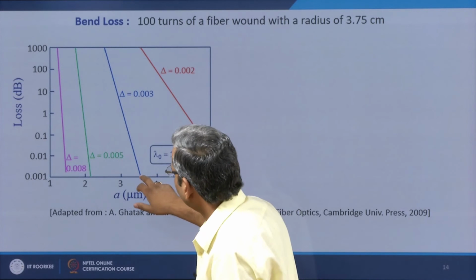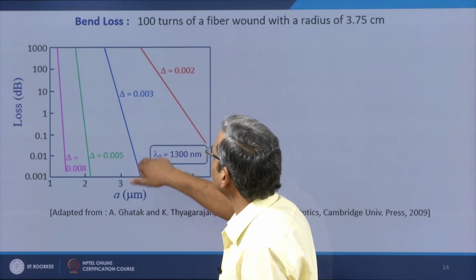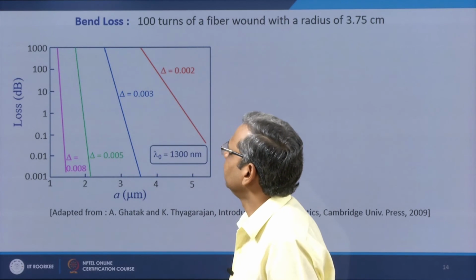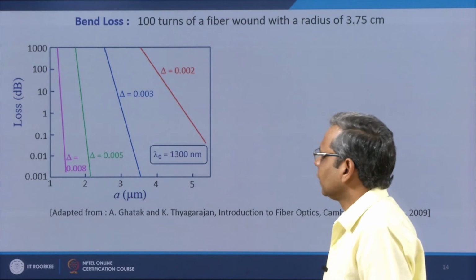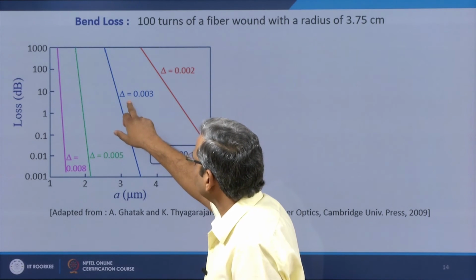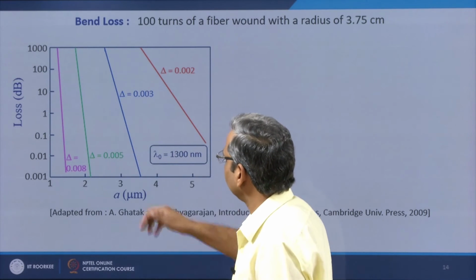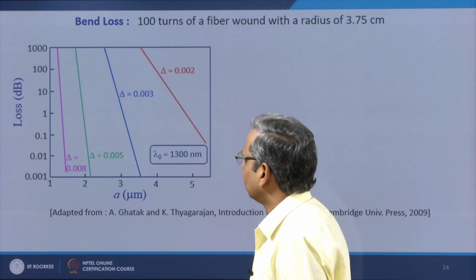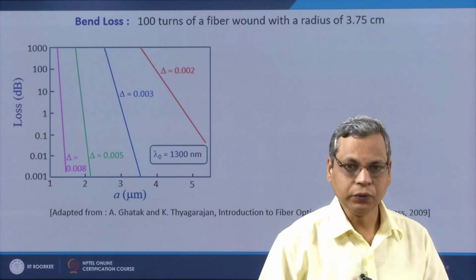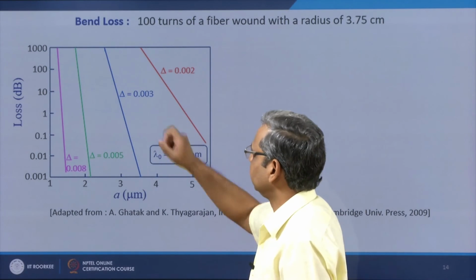So, at about 3.5 micrometer core radius, delta equal to 0.2% gives you a loss which is more than 1000 dB, while a fiber with delta equal to 0.3% gives you a loss which is close to 0.001 dB. So, there is a huge difference by changing the delta a little.